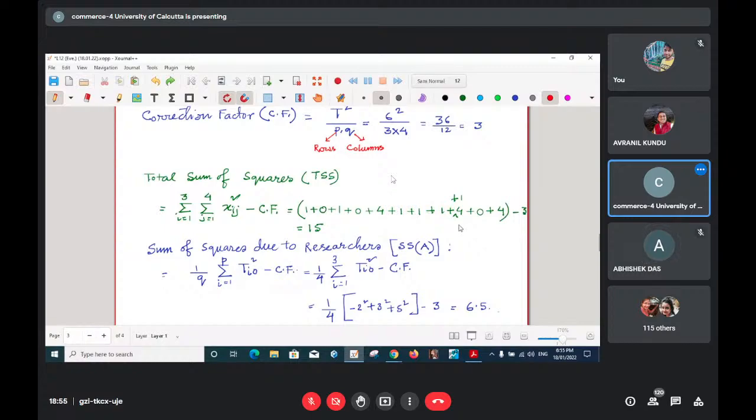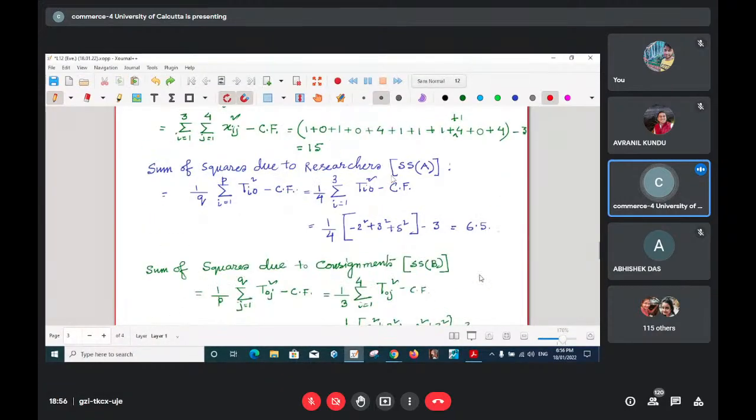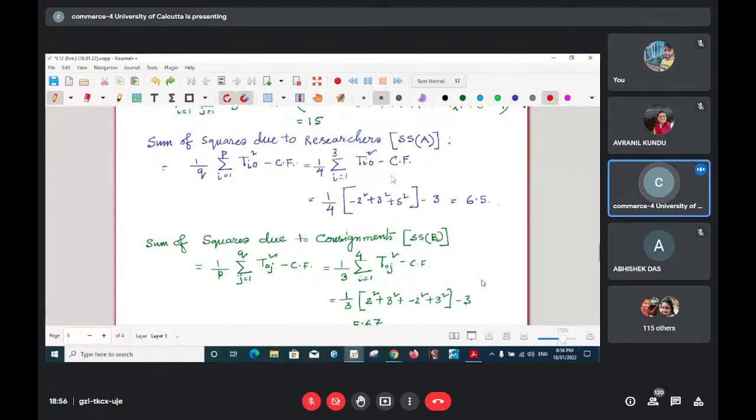Yes, sir. Now next, out of 15, I have got 6.5 coming due to researchers. Then out of 15, some factors are also coming due to difference in the consignments. So how much is coming from difference in the consignment? That is known as factor B. So sum of squares due to consignment, SSB, I have written. You have seen that in case of rows it is P, it is Q, and in this case it is Q, so it should have been divided by P.